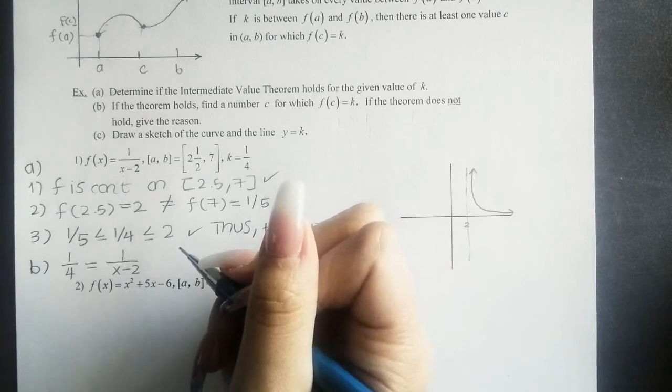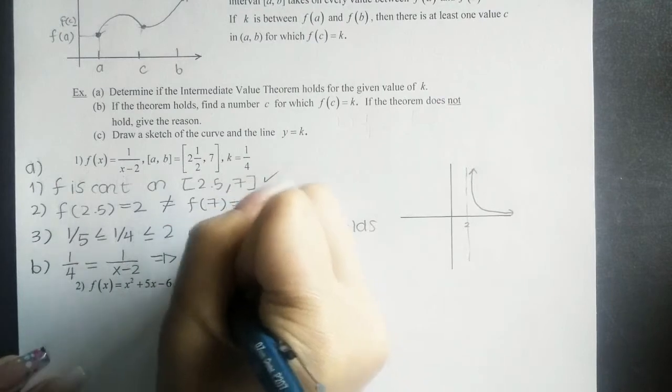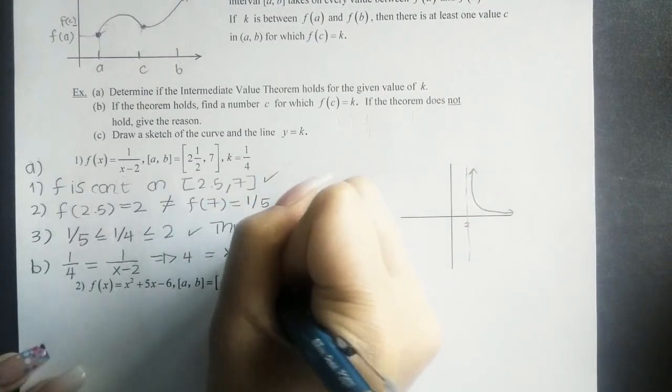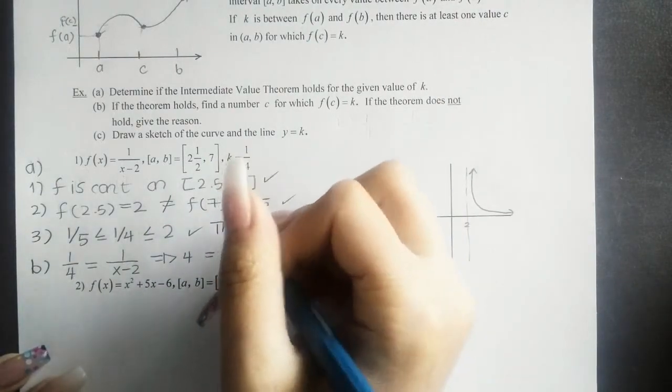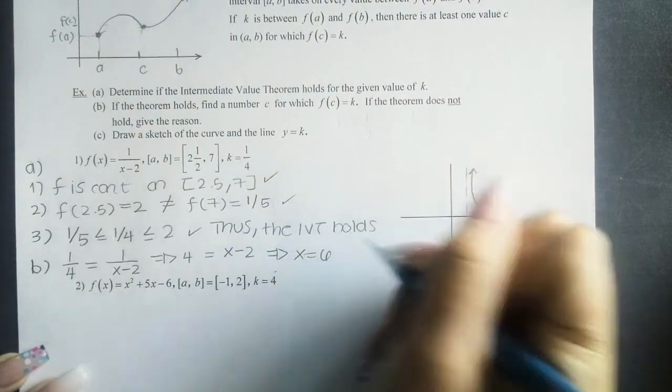Okay, once you solve it for x, what do you have? You cross multiply, so you have that this is going to be 4 equals x minus 2, and from that it's pretty easy to see that the value x equals 6 is the one that you have.